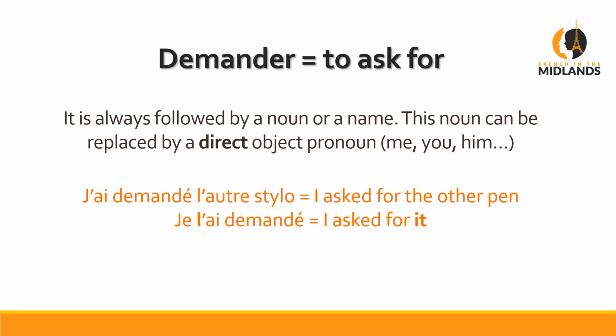If you don't really understand that, I have a whole lesson dedicated to that, and I'll put a link at the top so you can have a look if you're not sure. Interesting to note, I said it's always followed by a noun or a name. You could say, j'ai demandé Sylvie. I asked for Sylvie. Okay, that's fine. It could be a person.